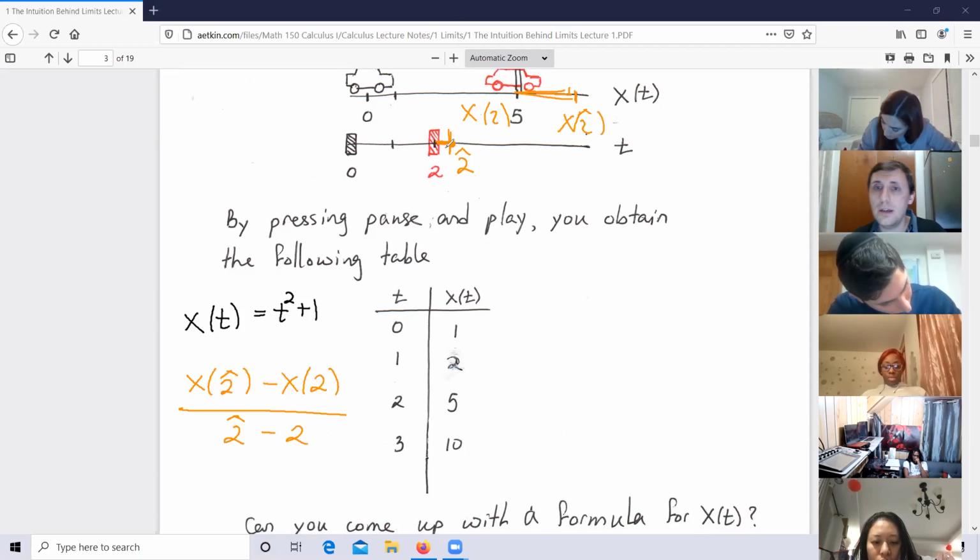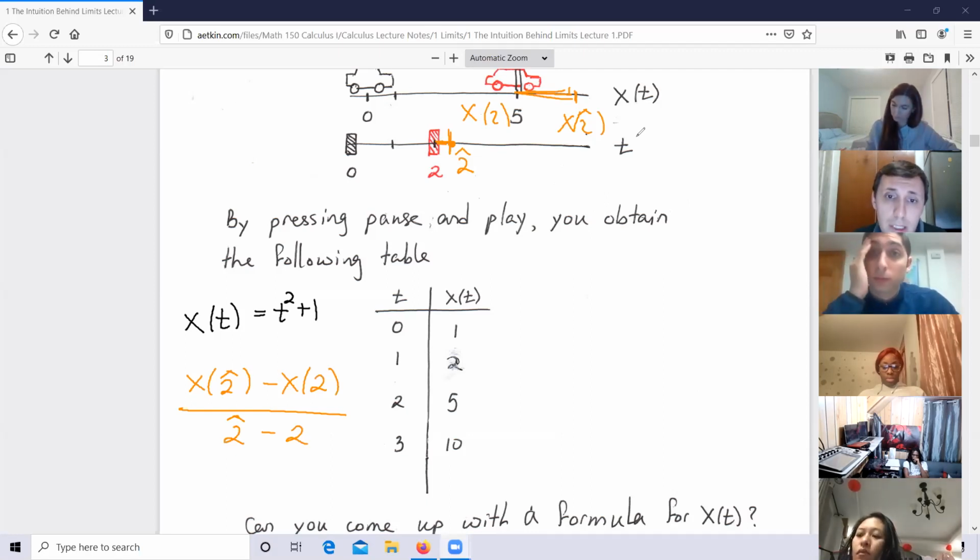Okay. So, let's say, Grant, the numerator is the change in position and the denominator is the change in time. So you wrote numerator on the bottom. Yes. Change in position.